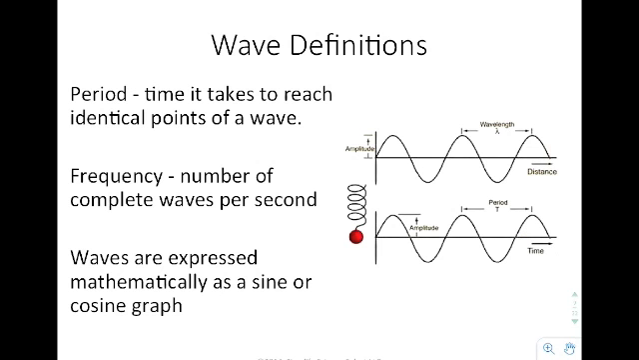Now, waves are generally expressed mathematically as a sine or a cosine graph. If you were to put y equals sine x into a graphing calculator, you would get something that looks like this. There are some factors that you can use to manipulate it to look like any other sine wave, but that's something that you'll have to do in another math class.